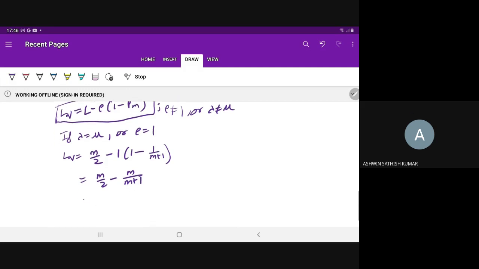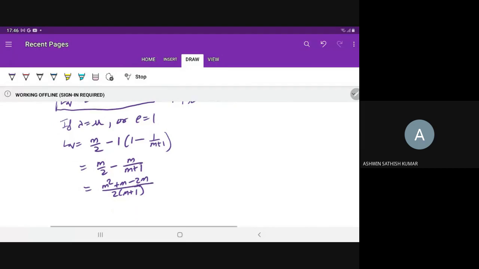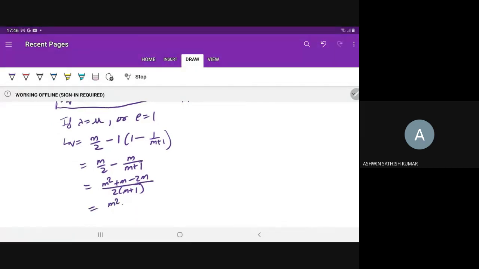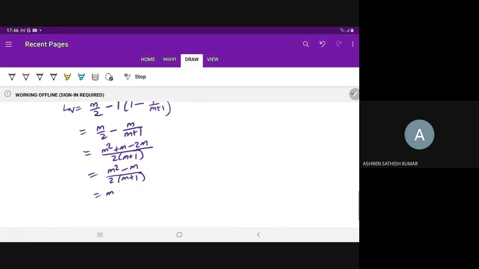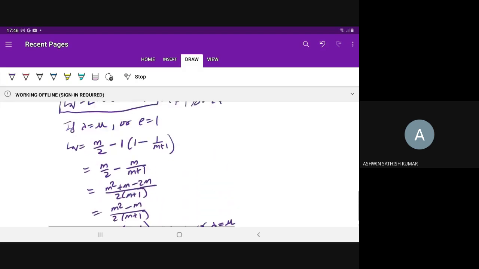So if you want to write, you can write the LCM 2 into m plus 1. So we have m square plus m minus 2m. So this can be written as m square minus m upon 2 into m plus 1. So that can be written as m into m minus 1 upon 2 into m plus 1 for rho equal to 1 or lambda equal to mu. So in this way, we can determine the values of L and LQ.